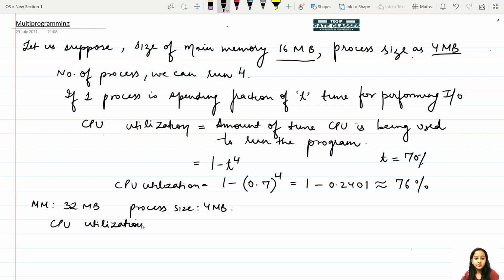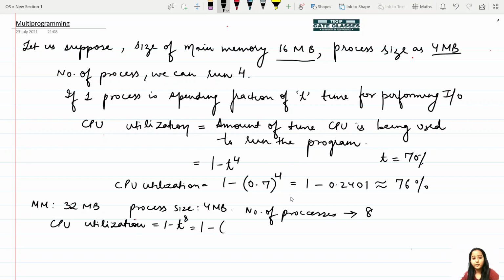CPU utilization will be equal to 1 minus t raised to the power of the number of processes. How many processes can run in this case? The number of processes that can run in this case is 8. Okay, so 1 minus t raised to power 8. So what is t?